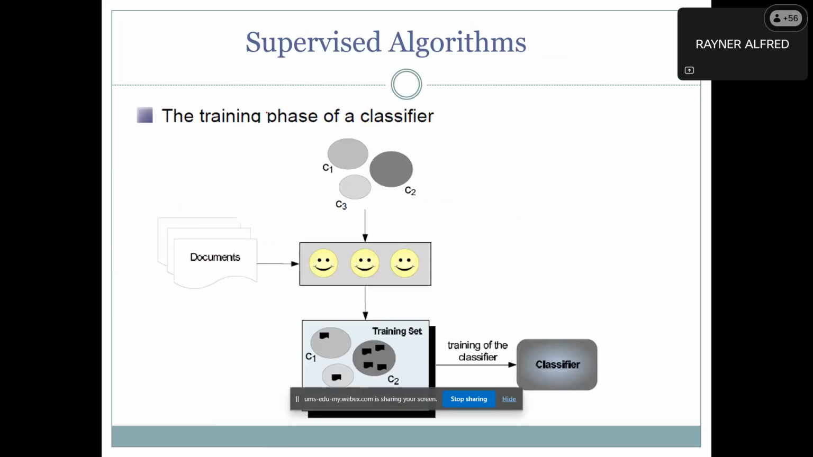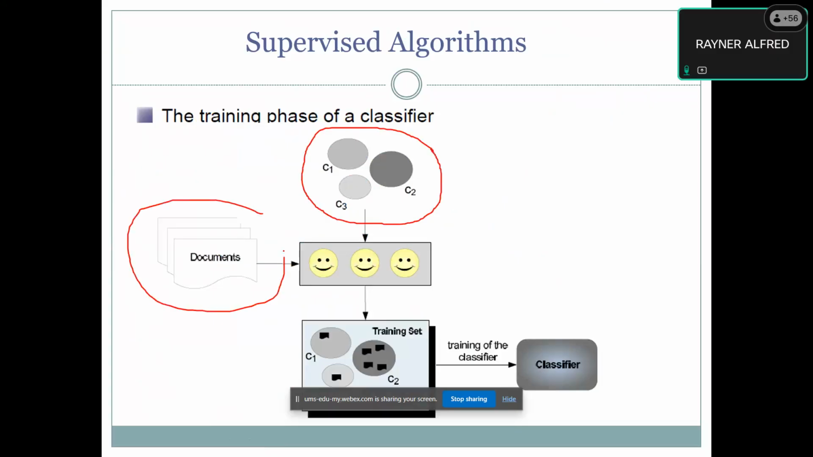So during the training phase of the classifier, given this is the class level that we have, 3 classes. So this is the set of documents. What happens is that we will see how many belong to class 1, class 2, and class 3. And then we will use these documents to train the classifier here.